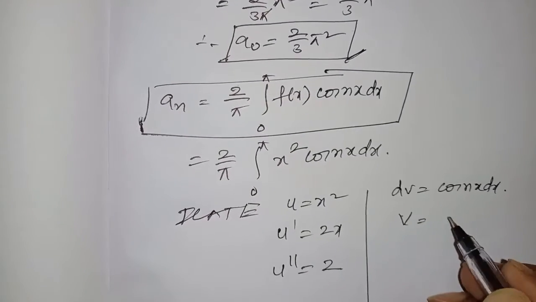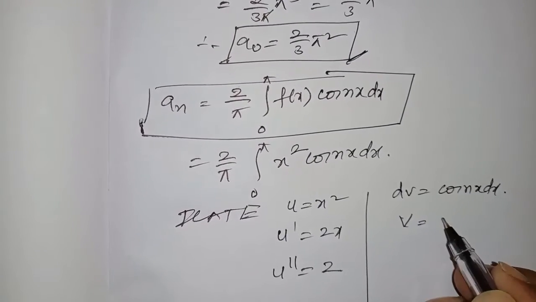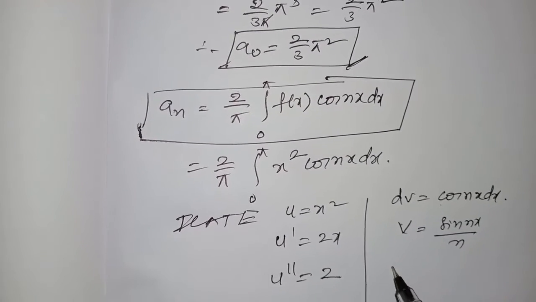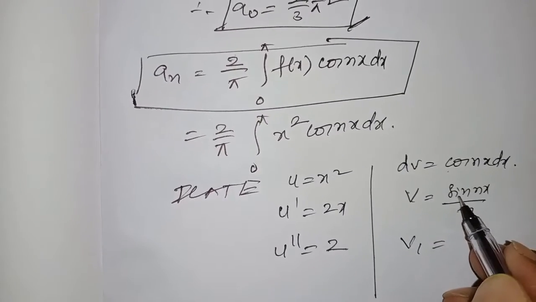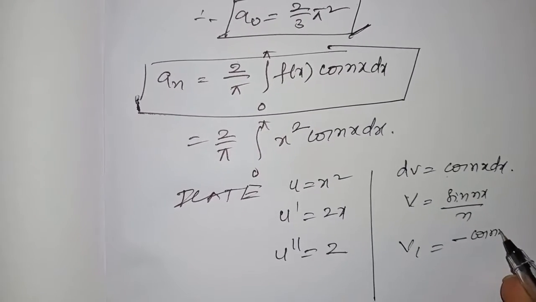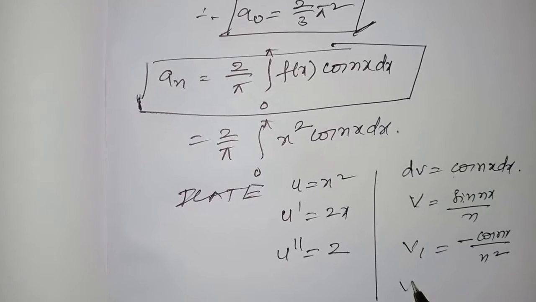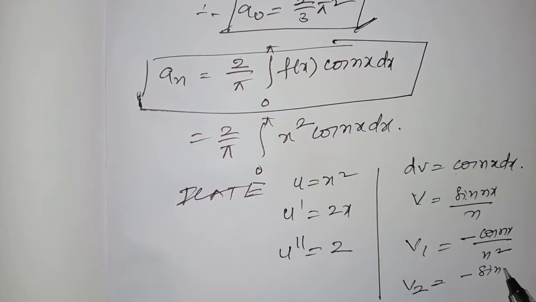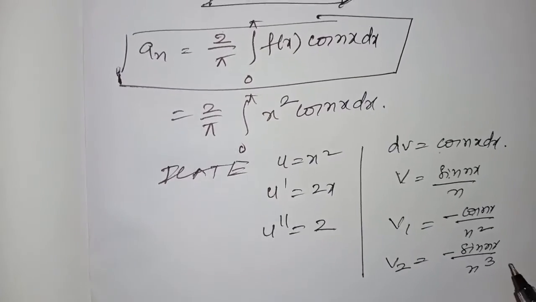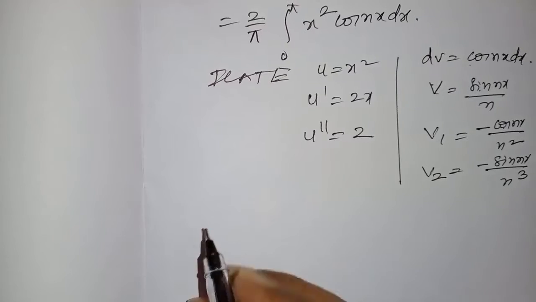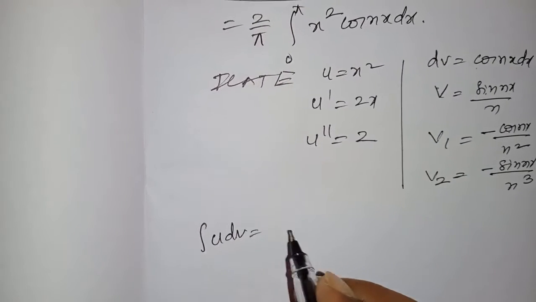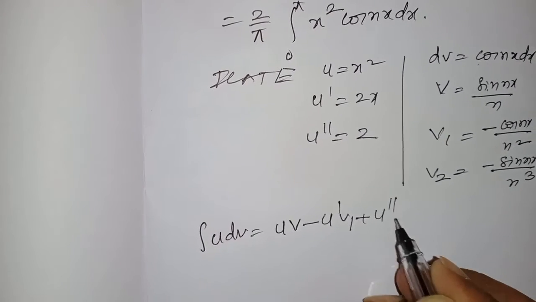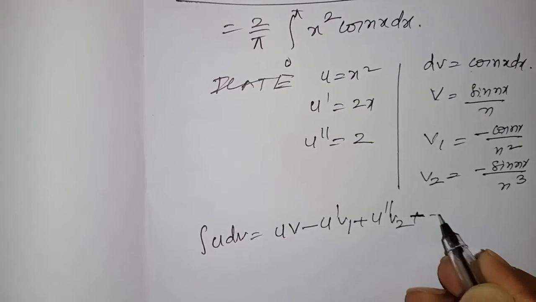Now this is v. V is equal to integral of this one. So integral of cos is sin nx by n. Next, v1 is equal to integral of sin, which is minus cos nx by n square. Next, v2 is equal to integral of cos, which is sin nx upon n cube. Substitute in Bernoulli's rule: integral of u dv is equal to u into v minus u dash v1 plus u double dash v2 minus and so on.